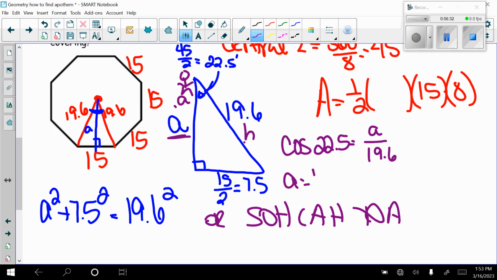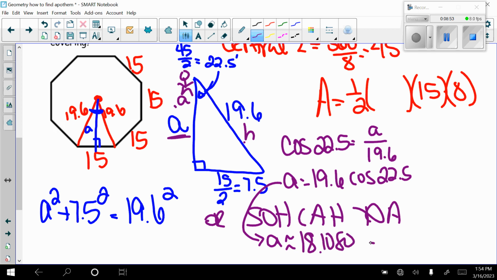So my apothem is 19.6 times the cosine of 22.5. So my apothem is approximately, we do not want to round here, okay? We will round to 4 decimal places here. So here, when I type that in my calculator, I get 18.1080. Again, we round to 4 decimal places here. We will not round to the nearest tenth until the very end of the problem.